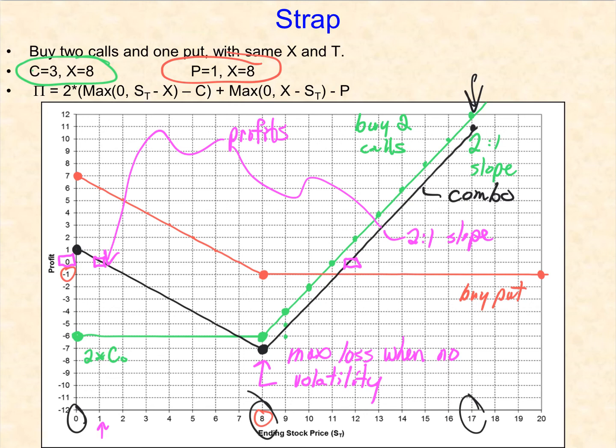So there's an asymmetry in our expectation here. We believe the stock price could fall a lot or rise a lot, but for some reason we think it's more likely to rise.